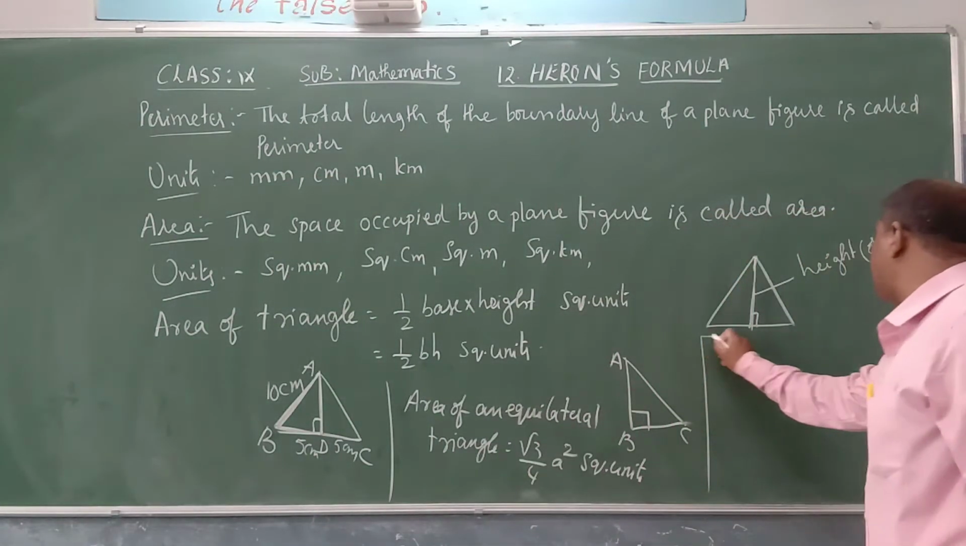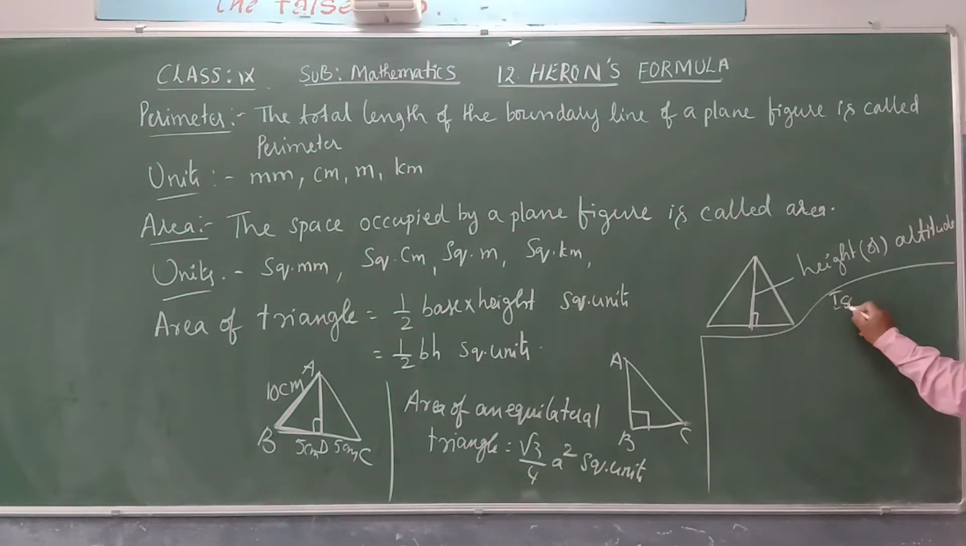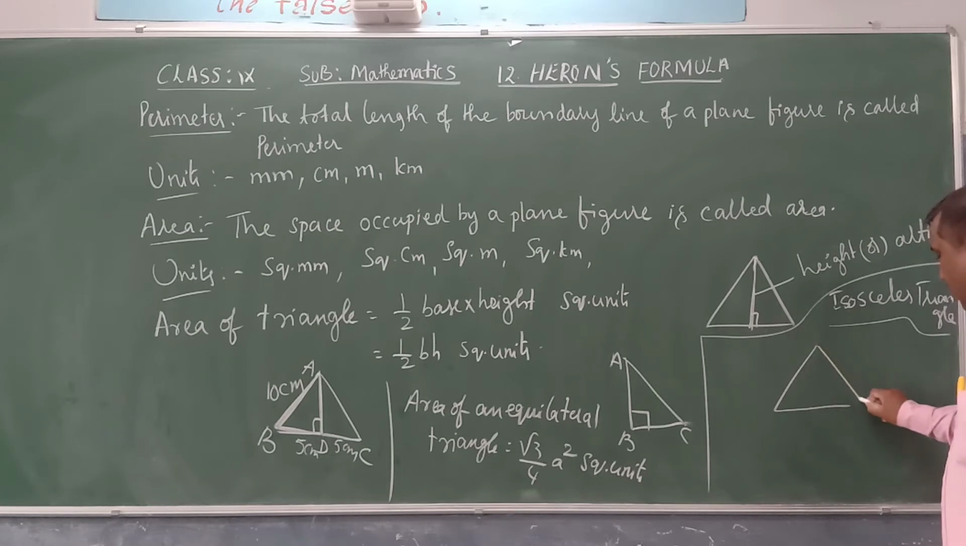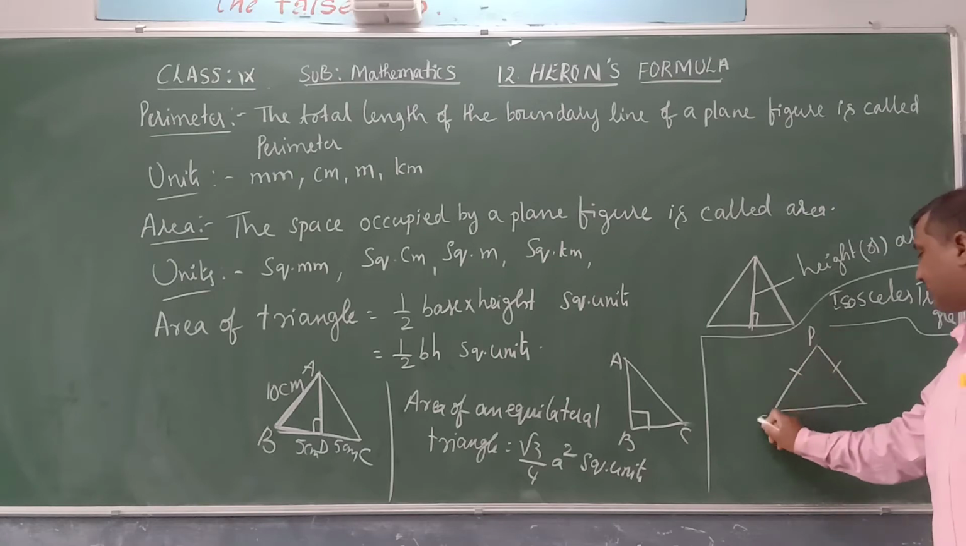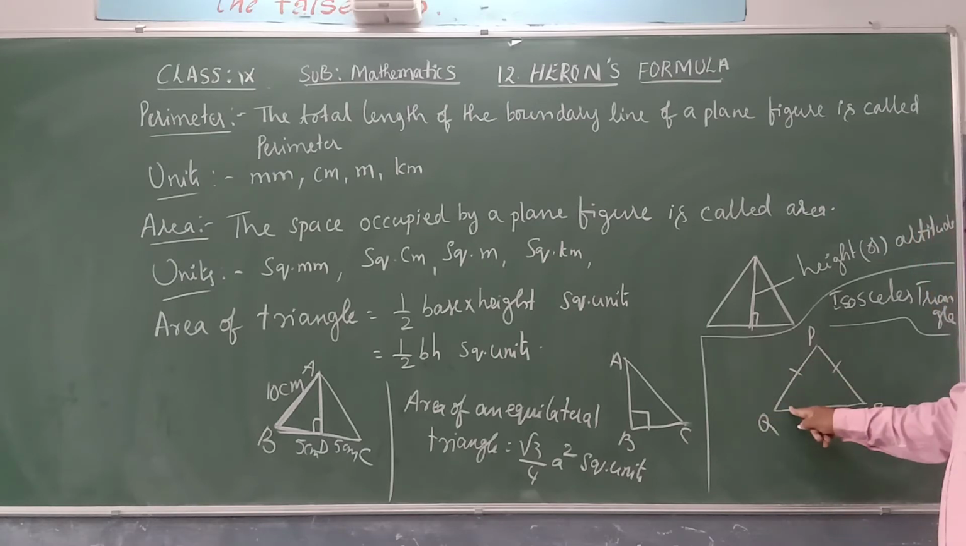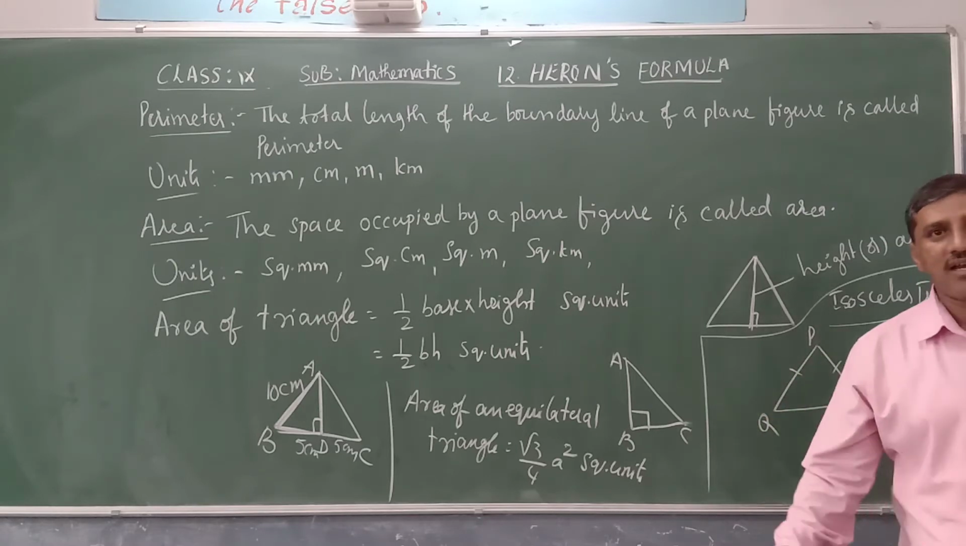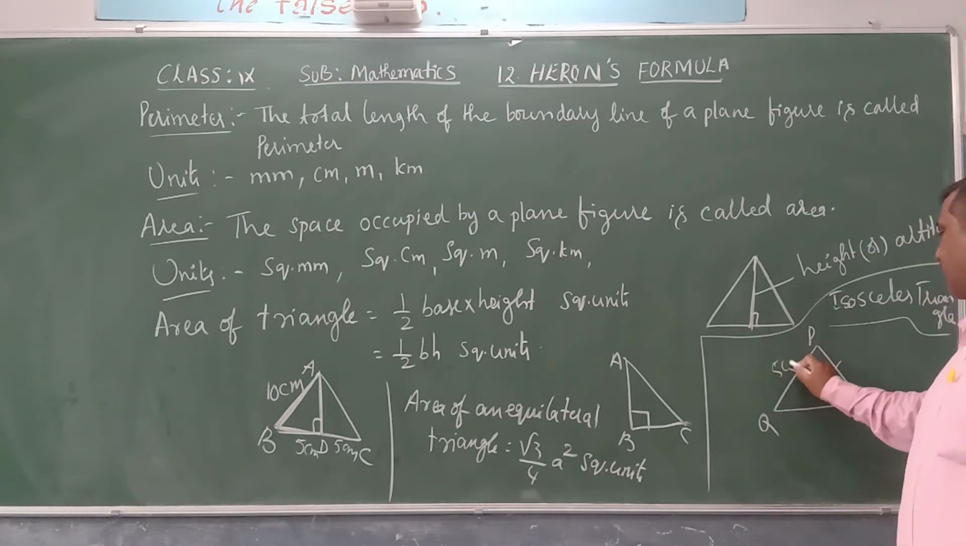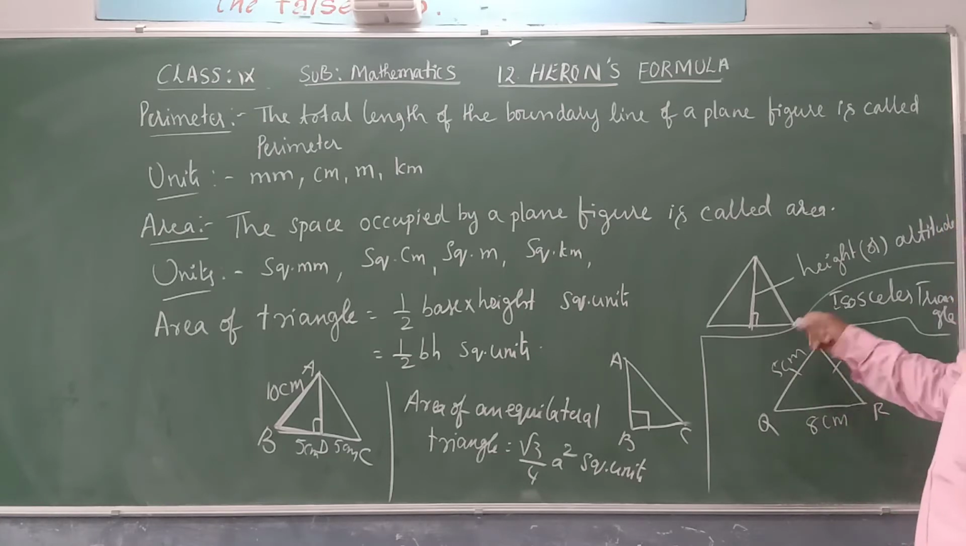What about an isosceles triangle? How do you find the area of an isosceles triangle? What is an isosceles triangle? A triangle in which two sides are equal. Let PQR be an isosceles triangle in which PQ and PR are both equal. So here also we know only the sides. For example, this is 5 centimeters and this is 5 centimeters, and the base is 8 centimeters. How do we find its area?